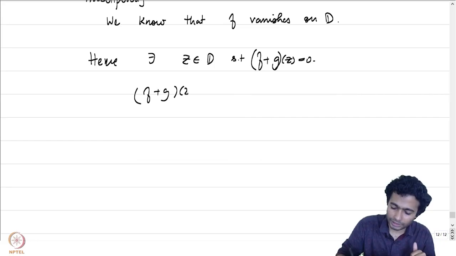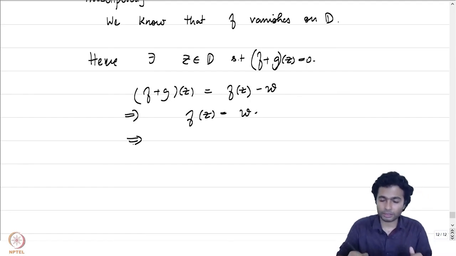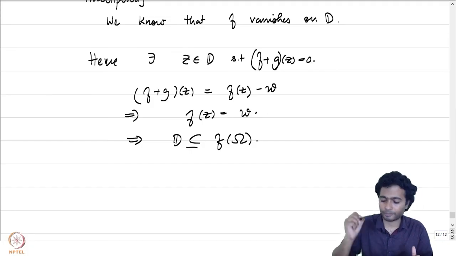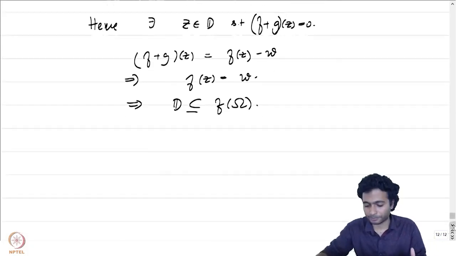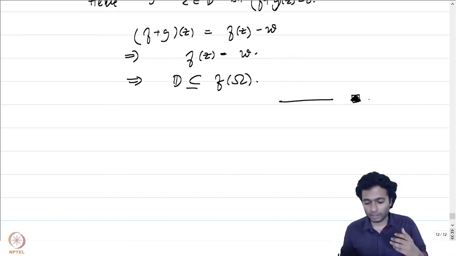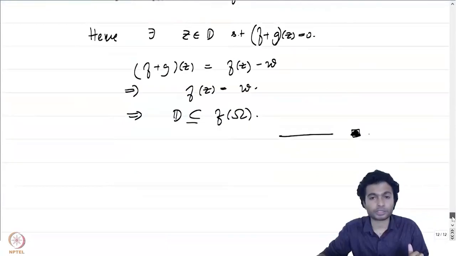F plus G of Z is just F of Z plus G of Z, which is minus W, which implies that F of Z is equal to W, and that tells us that because the choice of W was arbitrary in our unit disk, D is contained in F of omega, and that is precisely what we were trying to prove. So, Rouche's theorem along with the maximum modulus principle and the open mapping theorem is used to conclude that the unit disk is contained in the image.